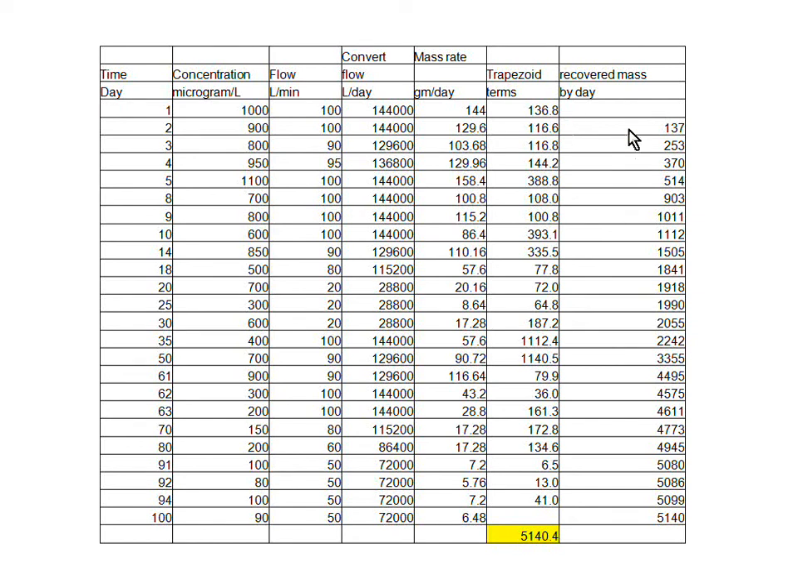And then to get the mass that has been recovered by day 2, I take this mass and I add to it that mass, and I write that sum there. And then the next step would be to take this mass, add to it that mass, and I get that result there, and so on. So each one of these numbers is this number plus that number equals that number. And this gives us a running total of the mass that's recovered.